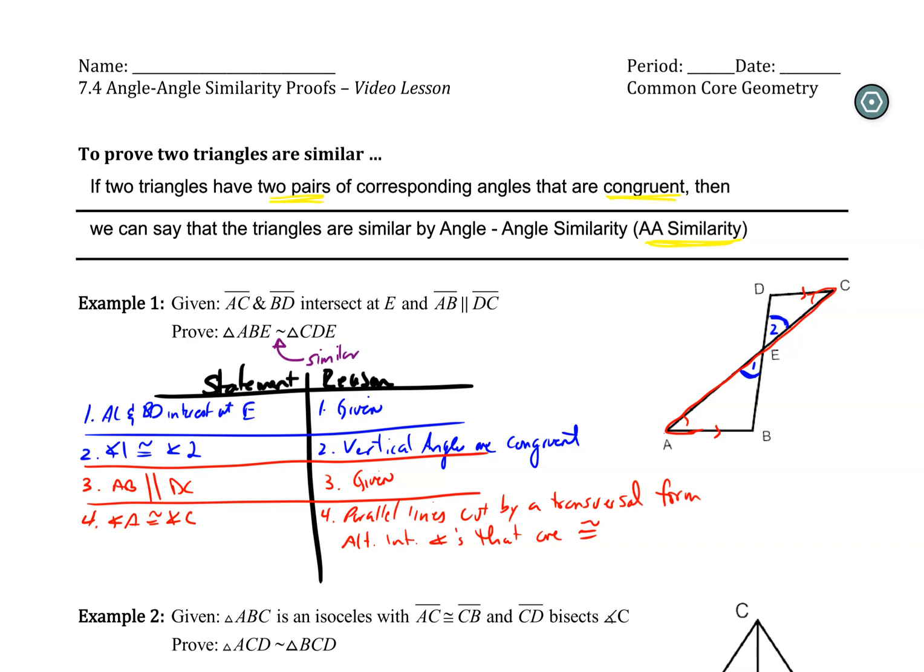That's fine. But again, as long as you use the appropriate abbreviations or symbols, you can do that in the proofs. All right, so in this case, all we're trying to prove is similar. I have here that this is one pair of angles and this is another pair of angles. So that is enough to make the claim that we have triangle ABE similar to triangle CDE. And my reason would be angle-angle similarity.